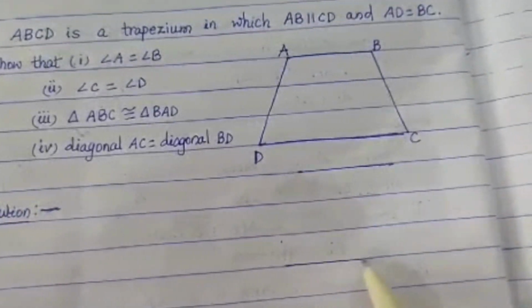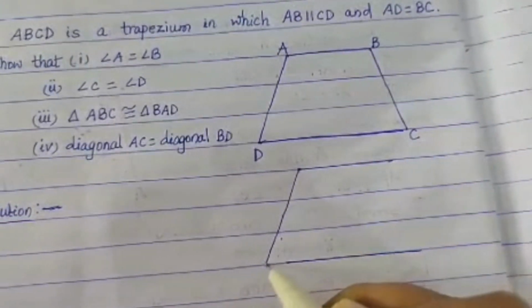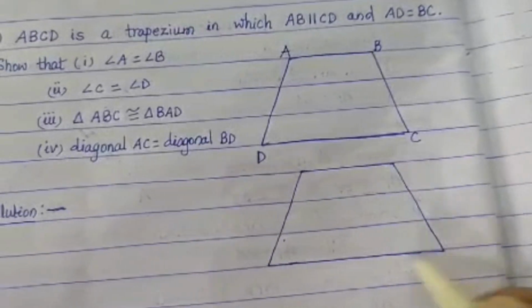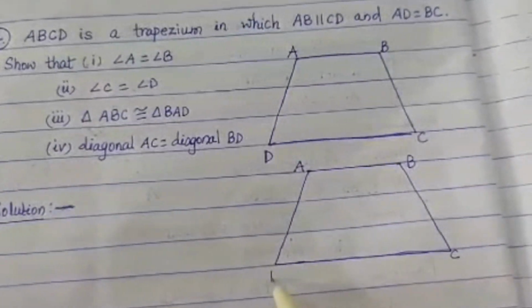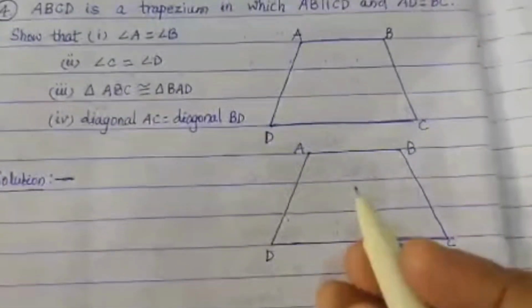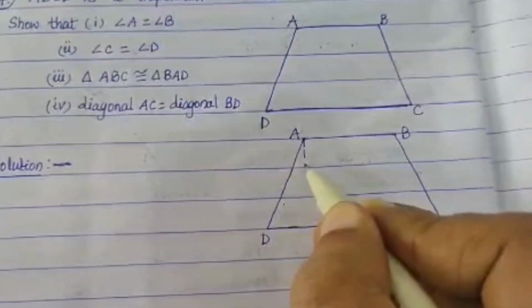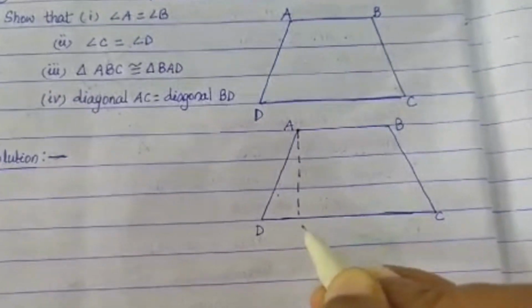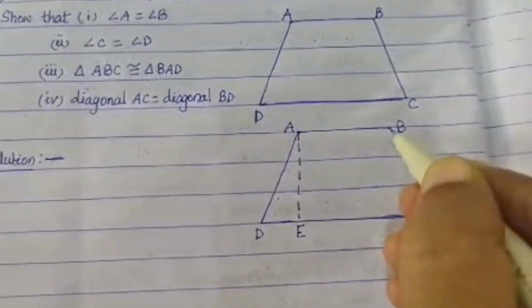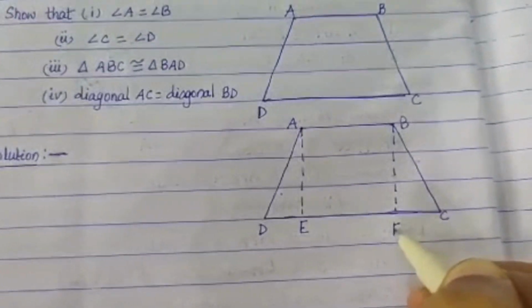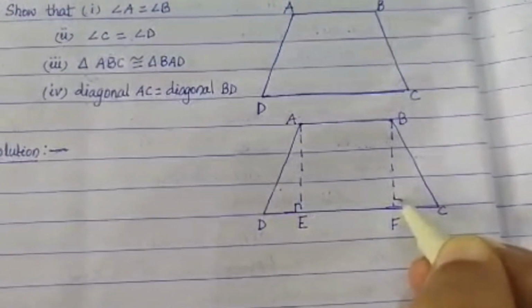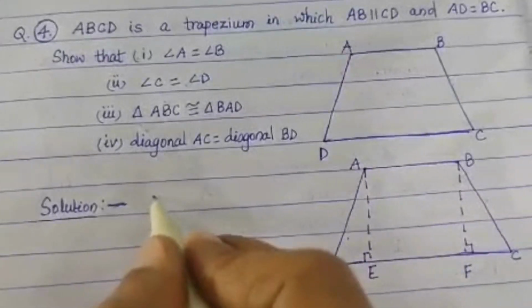Suppose this is the trapezium A, B, C and D. Alright, we will draw a perpendicular from here. Let us suppose this is E, and one perpendicular from here. Let us suppose this is F. Okay, so solution is like this.